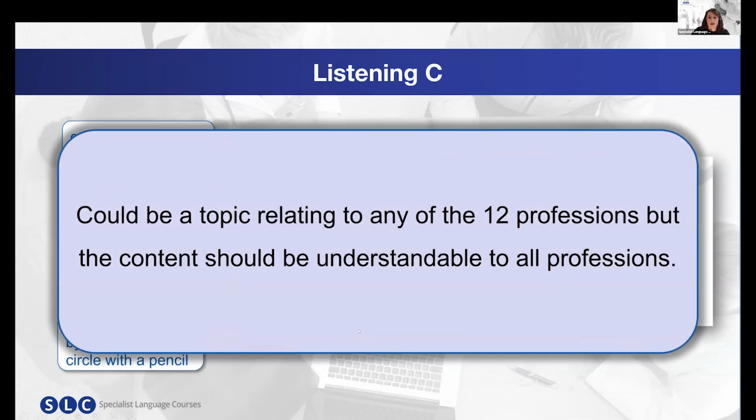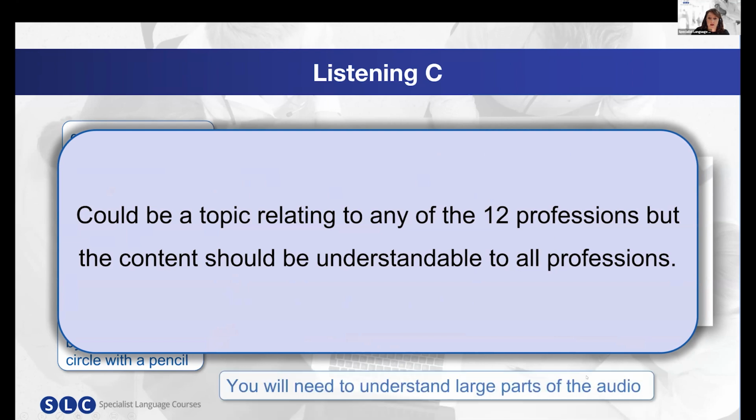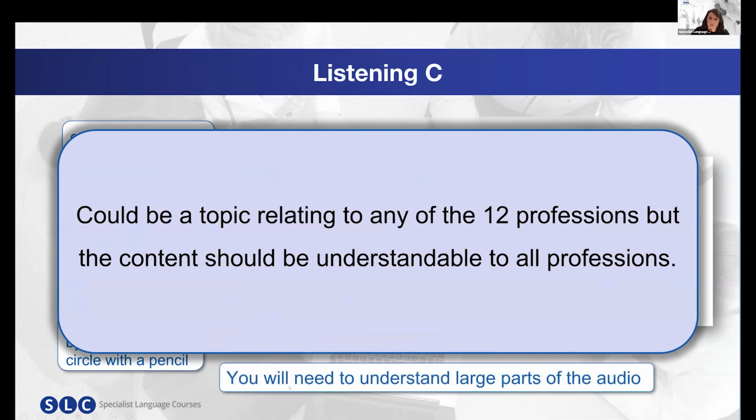The topics could be related to any of the 12 professions from within OET, but the content should be understandable to all professions. Something else that is important to know about Listening C is you will need to understand large parts of the audios, not just keywords, but longer parts of the audio in order to answer the question. So thinking about the topic in particular and perhaps the source, so where do these audios come from?